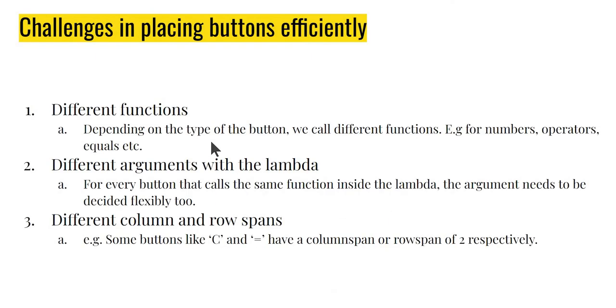Recall, let's briefly look at the challenges that we discussed earlier and how we are handling them. Different functions are taken out of the picture because all numbers call the same function. So that gets taken out. Different arguments in lambda, we will have to worry about this. Different column and row spans, like I said, we will not bother about this either. So we have really simplified the problem, and that actually helps. Let's start placing the buttons in a regular manner.